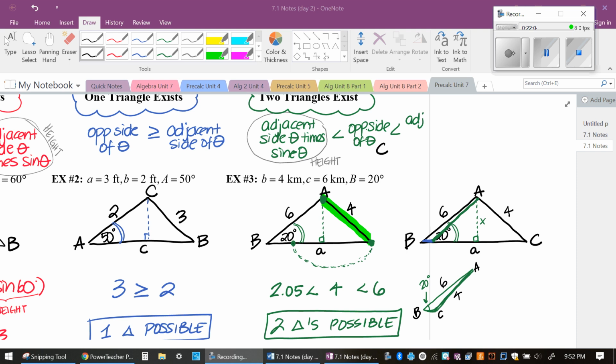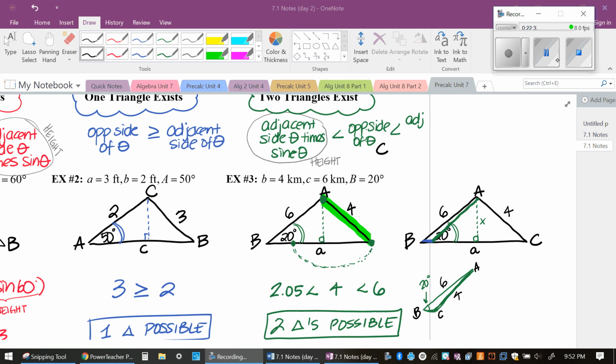The 20 degrees is still there, so I'm still using the given SSA, but instead of an acute angle for C, you have an obtuse angle for C. And we're going to talk about that more on 7.1 Notes Day 3. But hopefully that helps you understand how you can go from one triangle to 2 triangles possible.